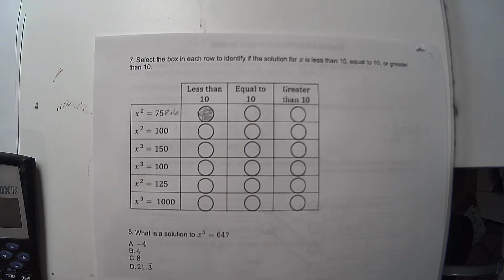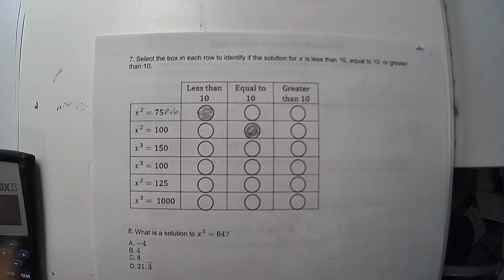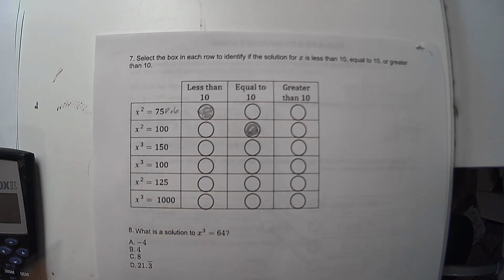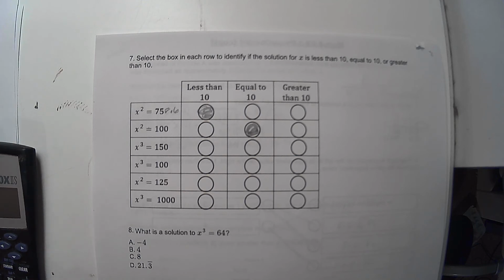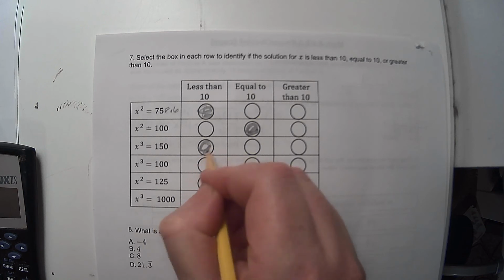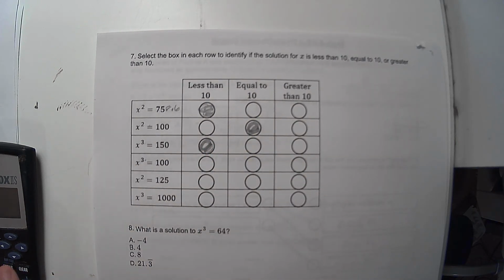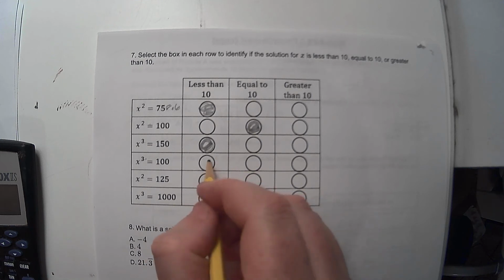We've got x squared equals 100. So second, x squared, 100, hit enter. Comes up to equal 10. We've got a third root on this one, so I'm going to type 3, second, root, 150, enter, and that's going to take me to 5.3, so less than 10. Got another cube root, so 3, second, root, 100, going to take me to 4.6, which is less than 10.